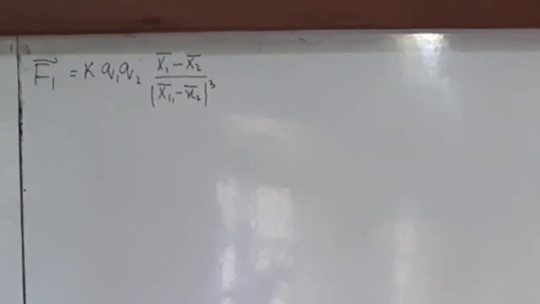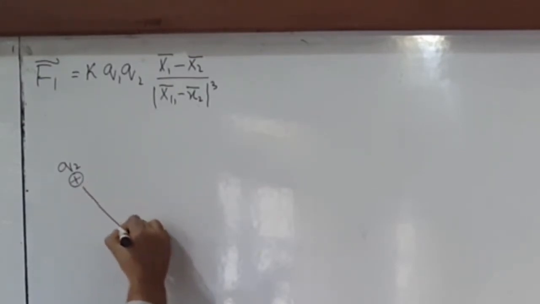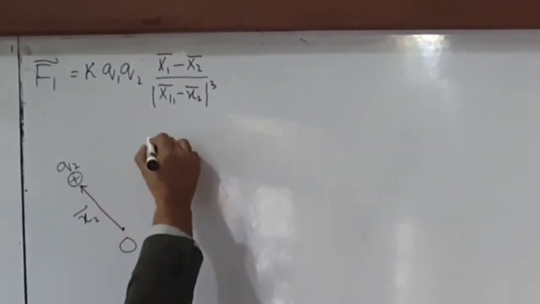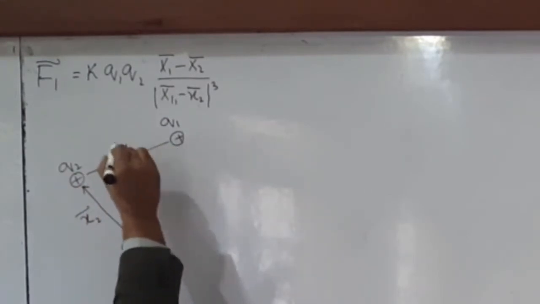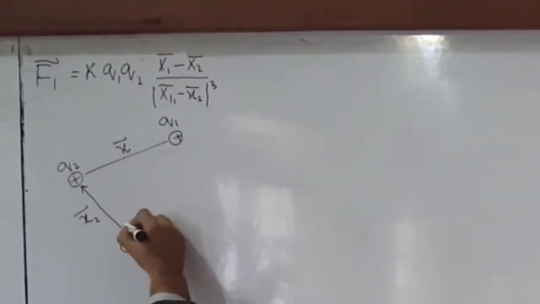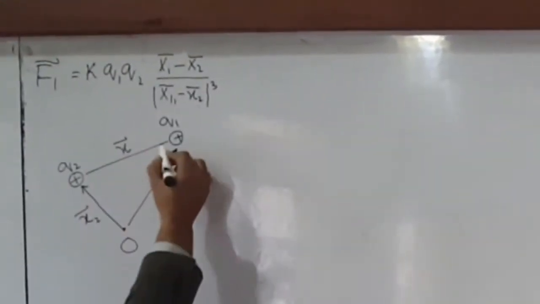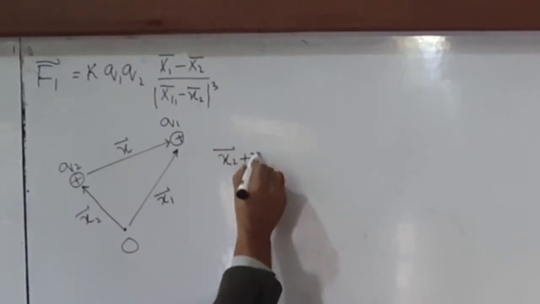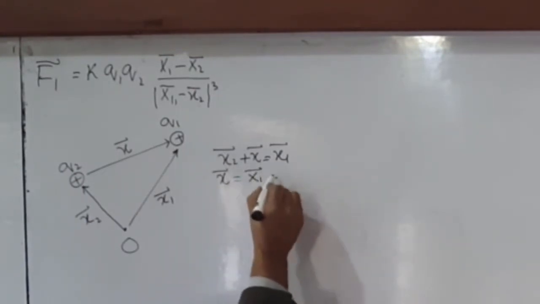What was actually our geometry? Our geometry was that we have a charge Q2 at a distance x2 from the origin or the reference point, and another charge Q1 at a distance x from Q2 and at a distance x1 from the origin. So from the vector addition I can write x2 plus x is equal to x1, and from here x is equal to x1 minus x2.